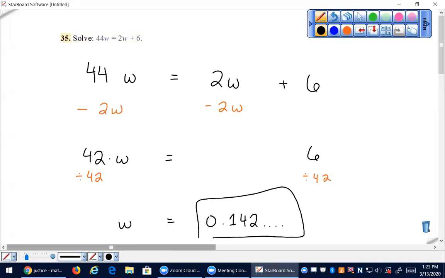Just picture that you have a balance scale. And I'll put it in my notes that you send me after class. One of them has a whole pile of W's. The other has 2 W's and a something. You're just going to remember to take 2 W's off each side.